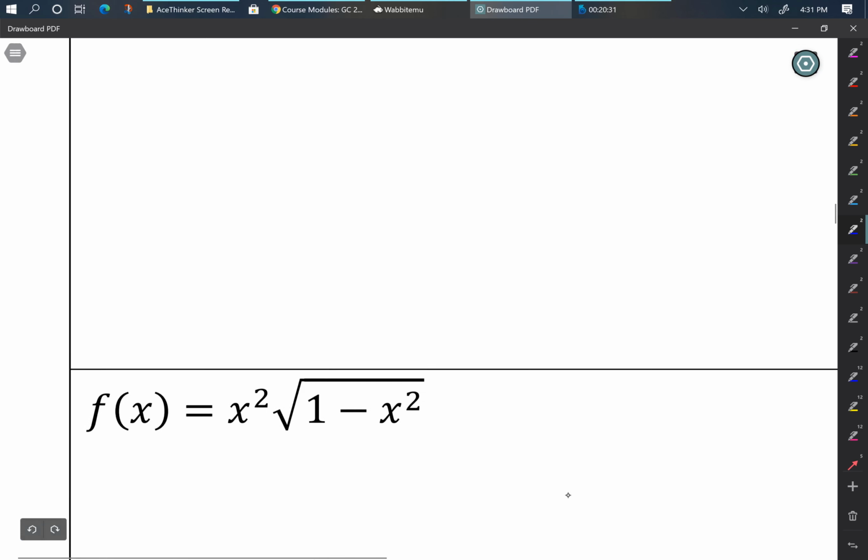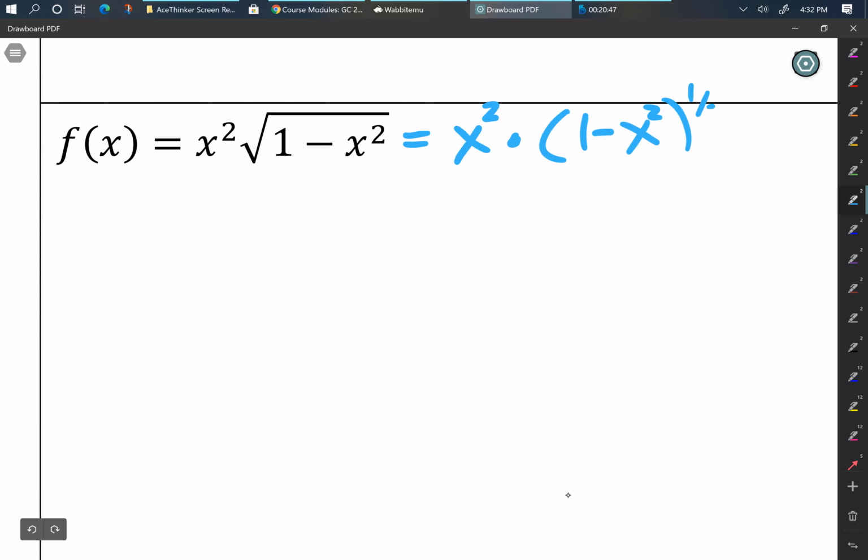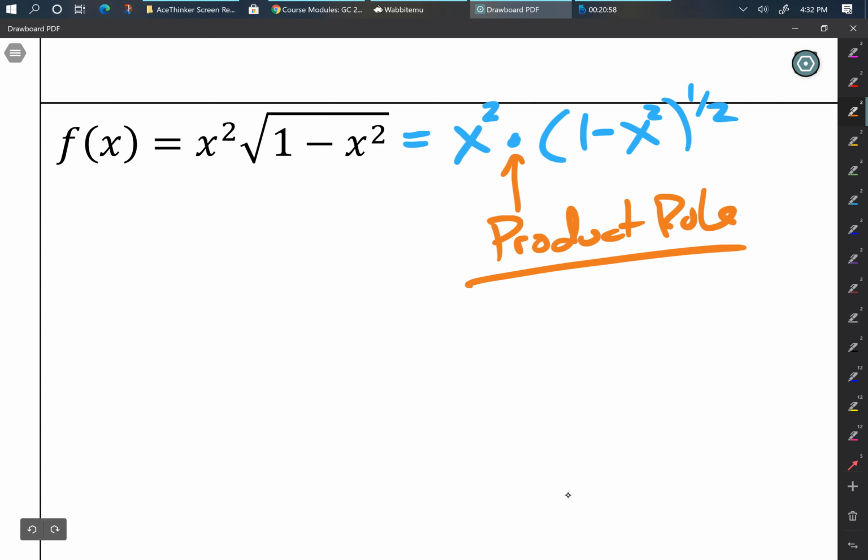Okay. All right. Is this the same problem again? And the answer you should say is no. This is suddenly different. Because if I rewrite this one, I'm going to have to rewrite this as x squared times the quantity 1 minus x squared to the 1/2. And so what is this now? Well, that multiplication right there makes this a product rule. But what do we have hiding inside of the product rule? So inside the product rule, we have a chain rule.